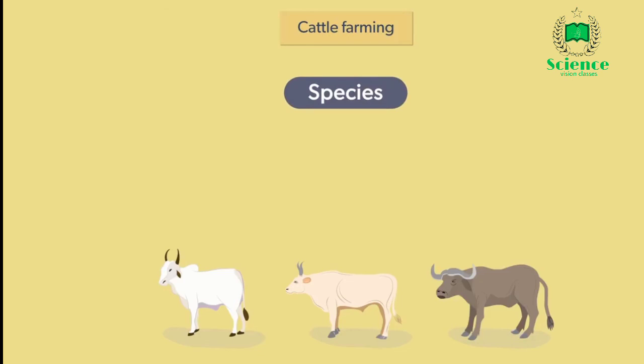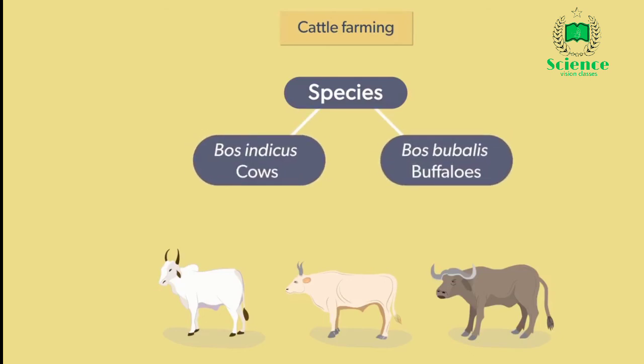They are known as Bos indicus cows and Bos bubalis buffaloes. The names are quite long, aren't they? Well, we can always refer to them as cattle or cows and buffaloes. With that, we have studied quite a lot about cattle, haven't we?